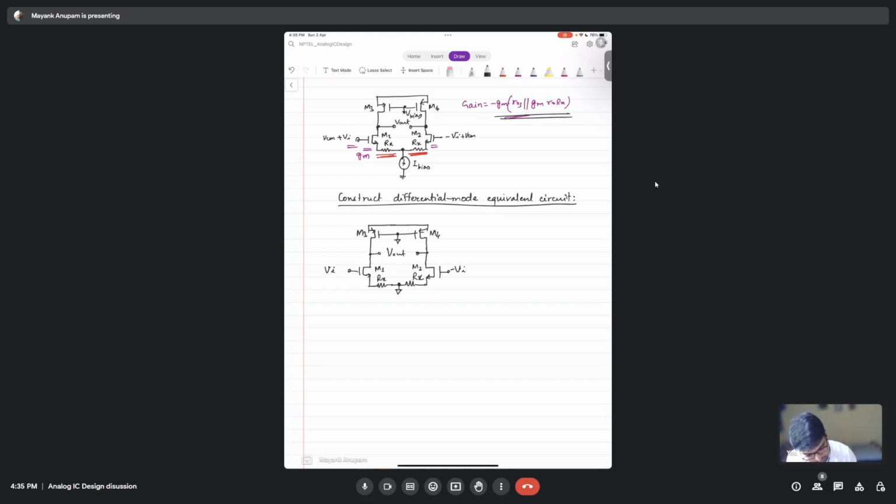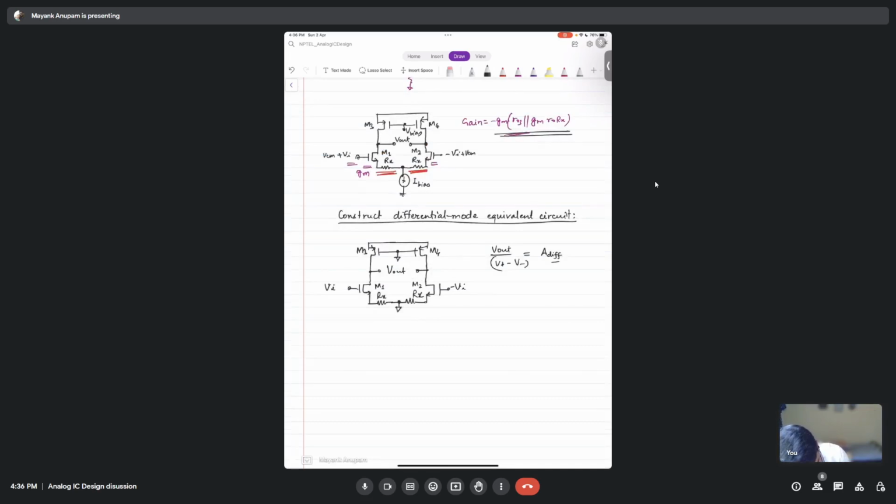We need to find out the gain, sir. First of all, what is meant by differential mode gain in this case? You have to find out V out divided by V plus minus V minus. This is what you have to find. This is the differential mode gain, or let's call it A diff. So what will it be?